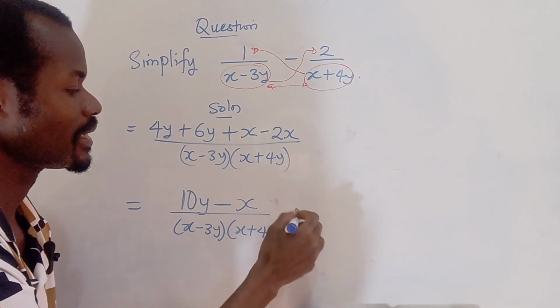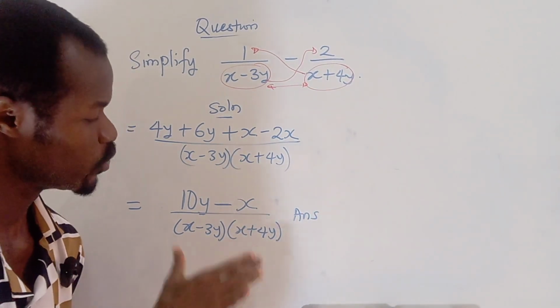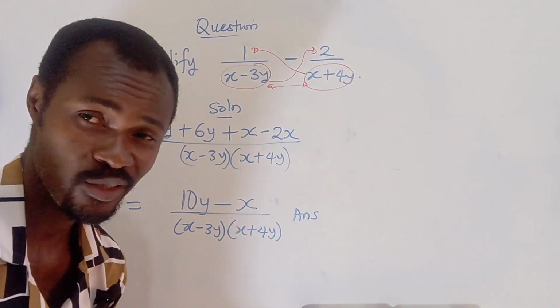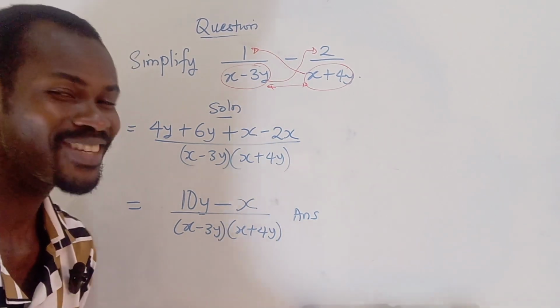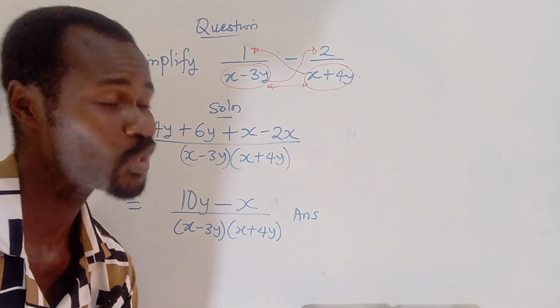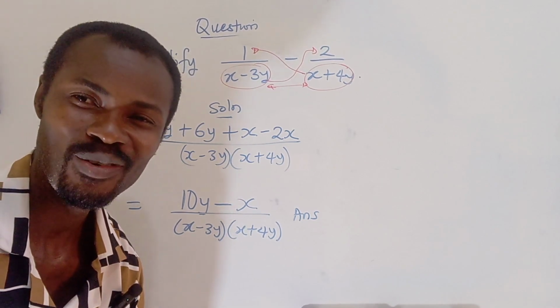So like I rightly said, depending on the exam condition, you can leave your answer like this. But if it is theory-based questions, you can also open this bracket. So this gives us a simple solution to this simple problem on algebraic simplification.